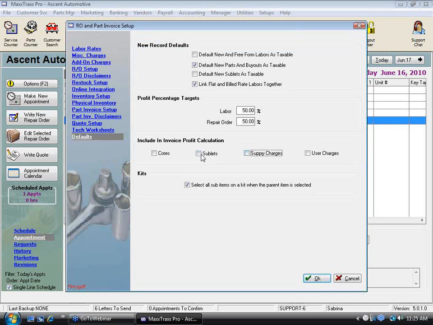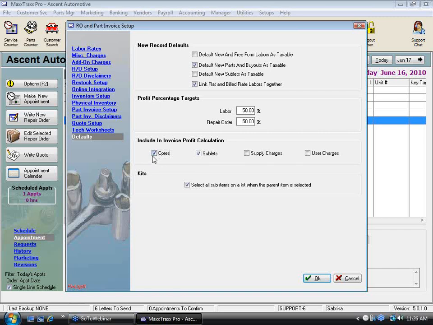But conversely, sublets. Really, do you get your target markup on sublets? Probably not. I didn't typically. And you may find that you sublet a fair amount of work out, so some shops may say, yeah, that is actually a profit center for us. We have struck a deal with the guy down the street, and that actually is a profit center, so yes, we do want to include it. And same with cores. Some people pass them through, some people do mark them up. I could see doing that.